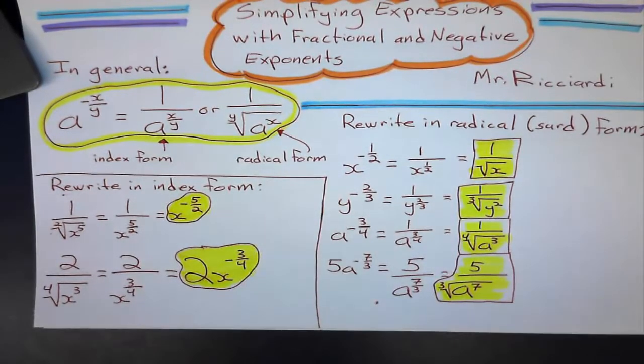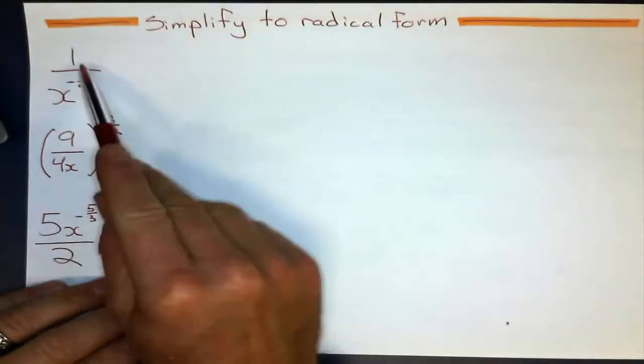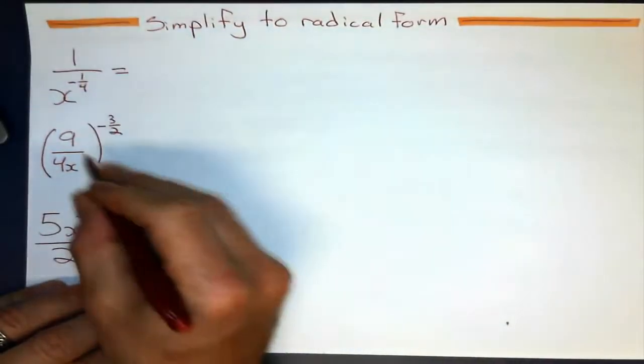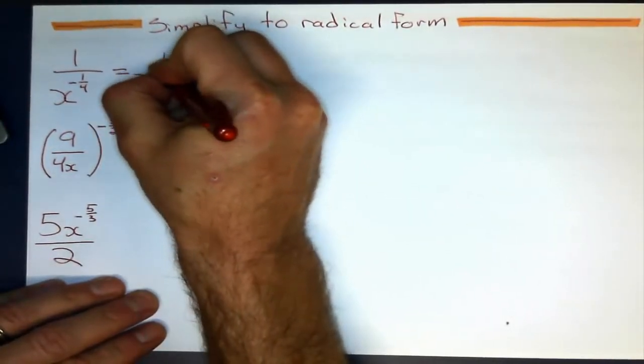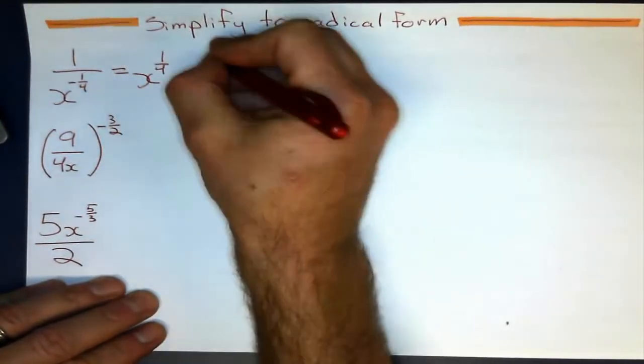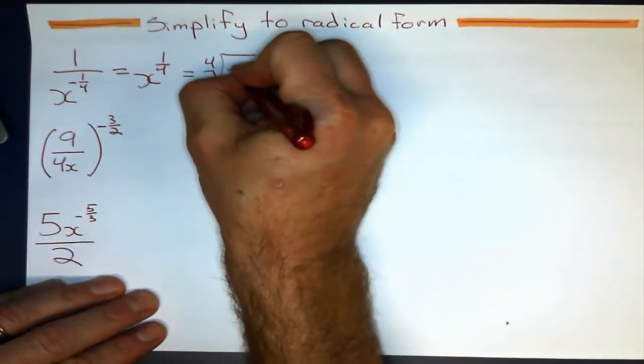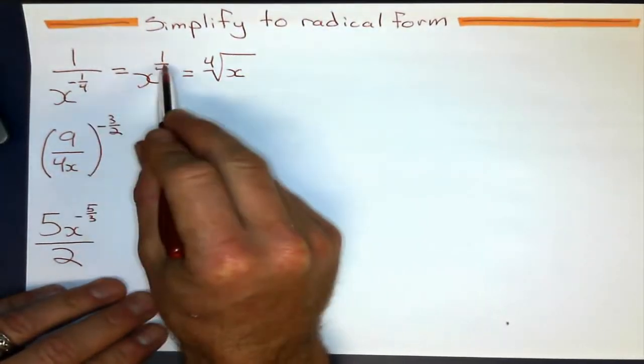All right, so these are important examples here, and let's take another look at all of those. Radical form on the right, index form on the left. Now here we want to simplify to radical form. 1 over x to the negative 1/4. Negative on the bottom means positive exponent on the top. So it's going to equal x to the positive 1/4, which equals the fourth root of x.